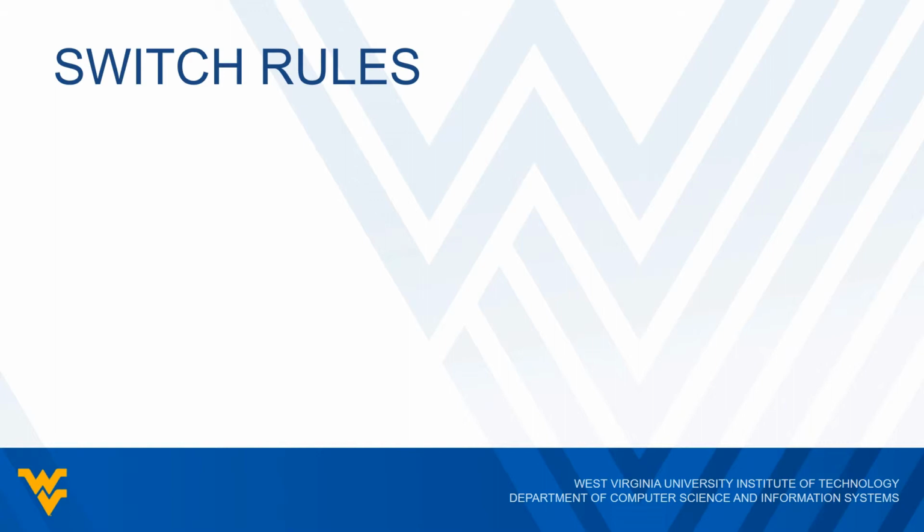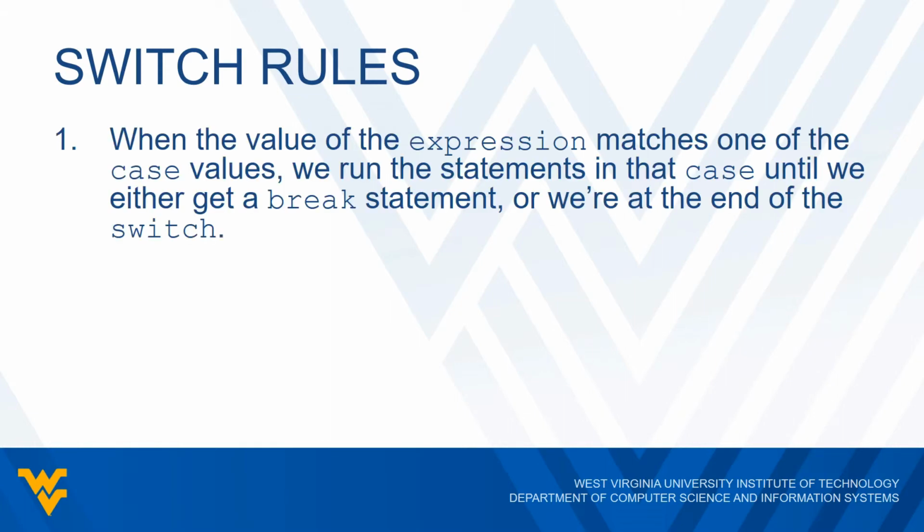Now, there are 3 rules when using switches, and we've kind of gone over these already, but we're just going to make sure we're very clear with the rules. So the first rule is that when we get our expression value, whenever the value of that matches one of our case values, we're going to run the statements underneath that case. And we keep running all the lines until one of two things happen. Either we get a break statement or we're at the end of the switch.